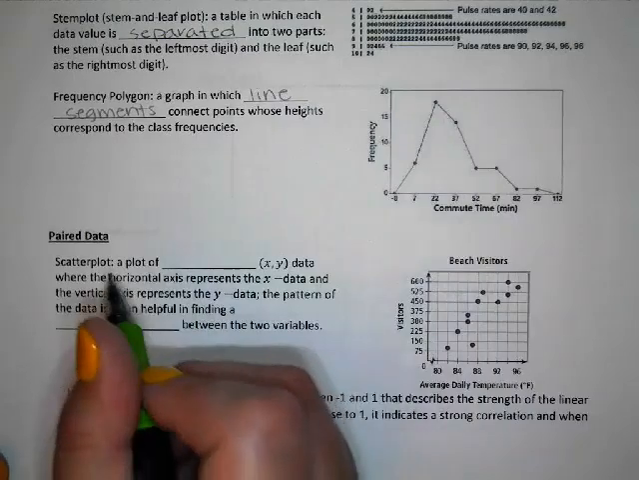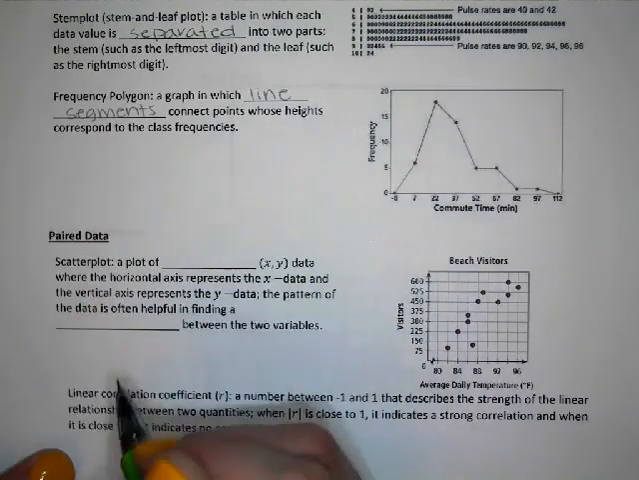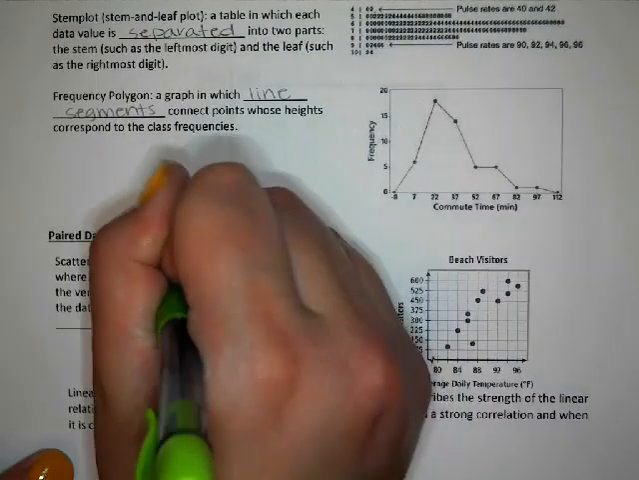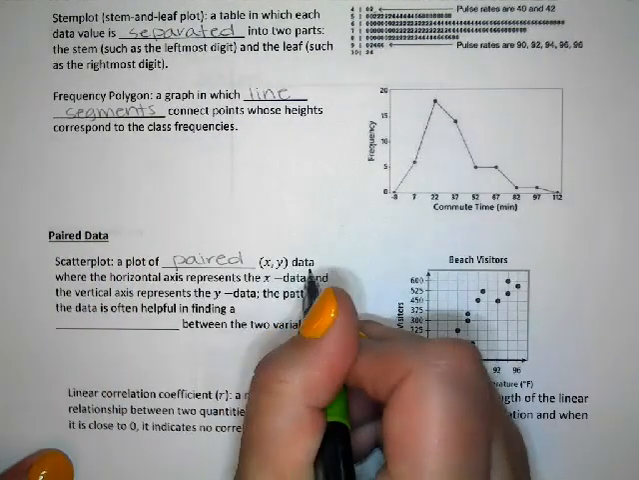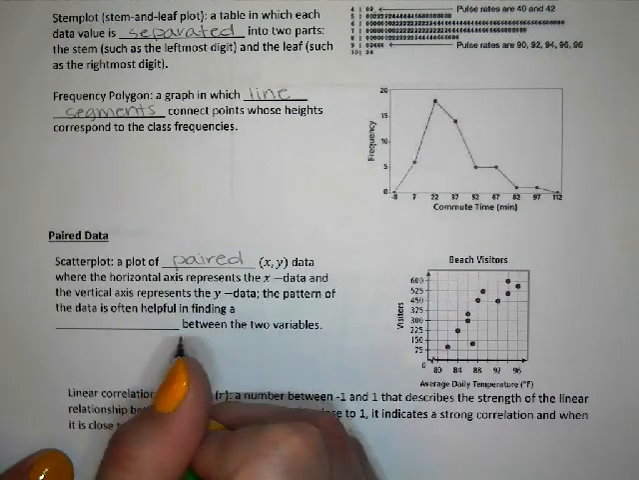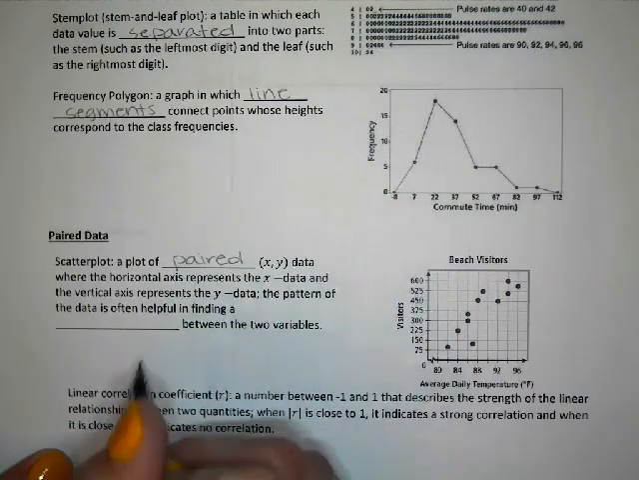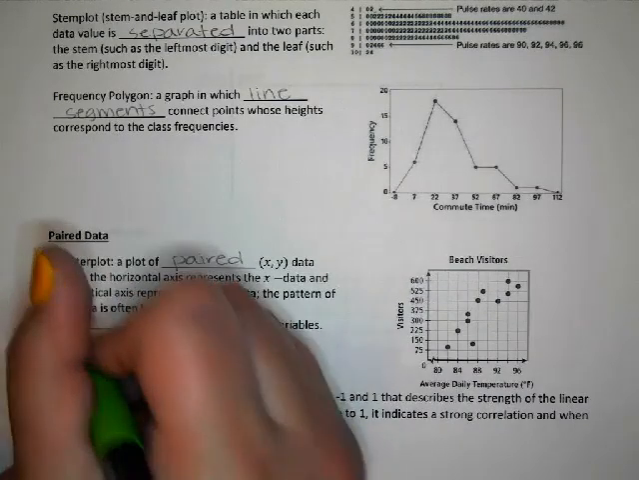And last, we have paired data. An example of this is a scatter plot. A scatter plot is a plot of paired X and Y coordinate data, where the horizontal axis represents the X data and the vertical axis represents the Y data. The pattern of the data is often helpful in finding a correlation between two variables.